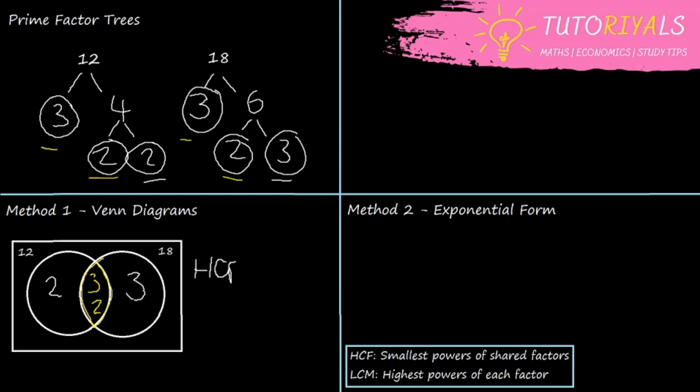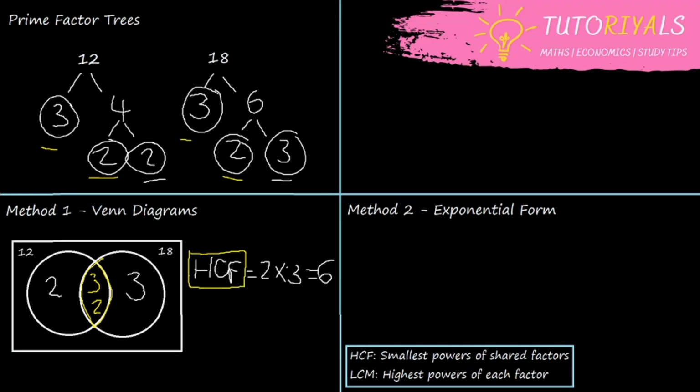To calculate the highest common factor, we just multiply the numbers in the intersection together. This would be 2 times 3, which gives us 6. So the highest common factor of 12 and 18 is 6.